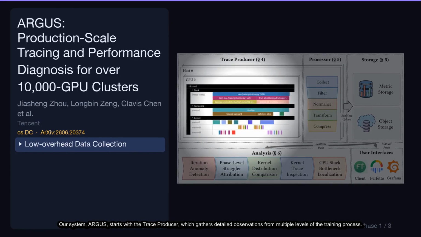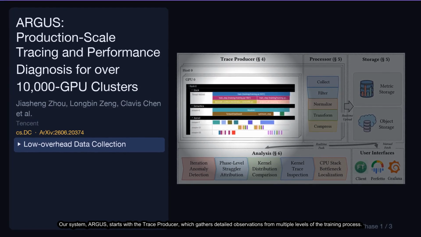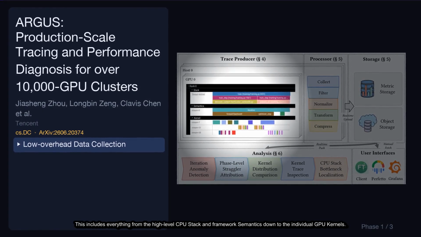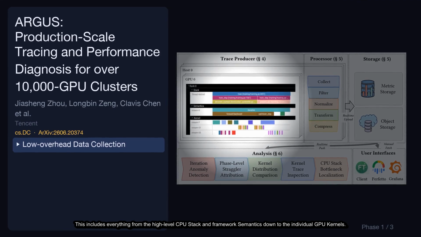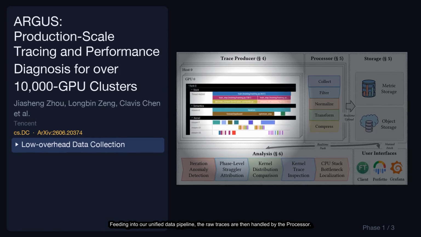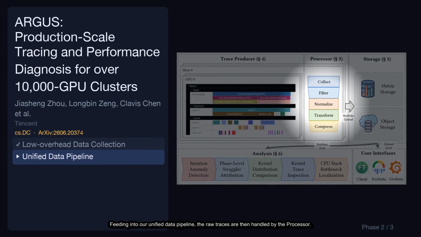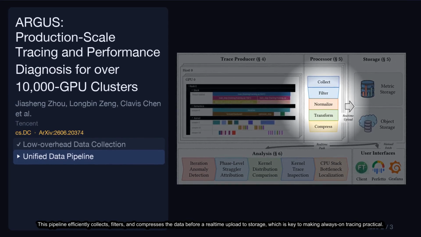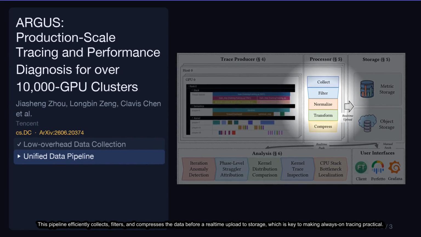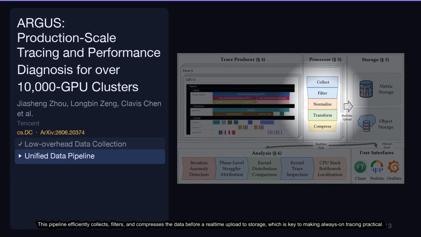Our system, Argus, starts with the trace producer, which gathers detailed observations from multiple levels of the training process. This includes everything from the high-level CPU stack and framework semantics down to the individual GPU kernels. Feeding into our unified data pipeline, the raw traces are then handled by the processor. This pipeline efficiently collects, filters, and compresses the data before a real-time upload to storage, which is key to making always-on tracing practical.